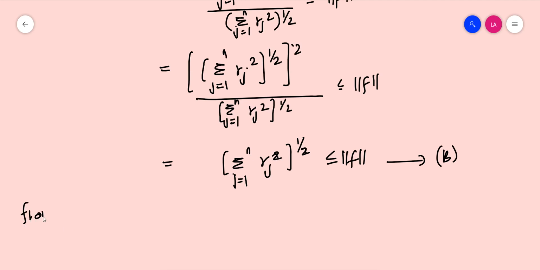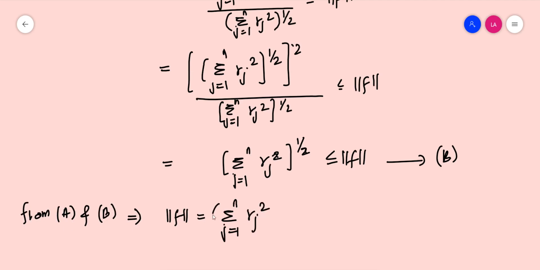From A and B, we have norm f equal to (summation j = 1 to n of gamma_j^2) raised to 1/2. We have both the inequalities. So for any linear functional defined on Rn, we have norm f equal to (summation j = 1 to n of gamma_j^2) raised to 1/2, where gamma_j is equal to f of e_j, where e1, e2, etc., en is the standard basis of Rn.